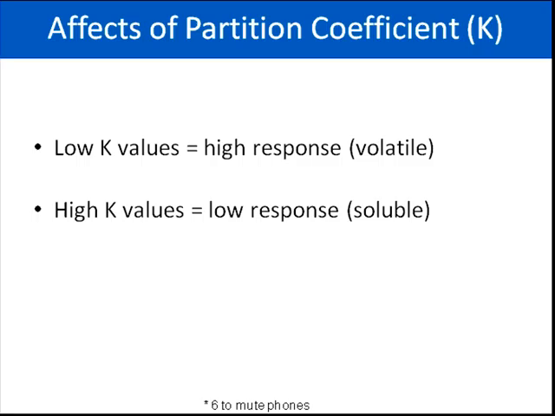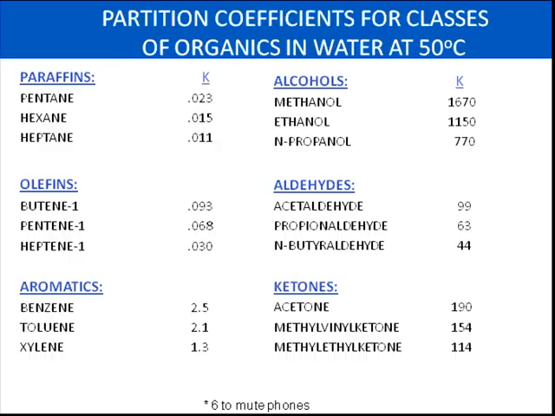The interesting thing is that with headspace, you can also have an effect on the partition coefficients. Some examples of that are temperature. We can change the salinity of the solution by using matrix modifiers. We can change the pH of the solution. I'm going to go into each one of those a little bit in a few minutes. But I want to take a look at this next slide so you can get an idea about low K values and high K values.